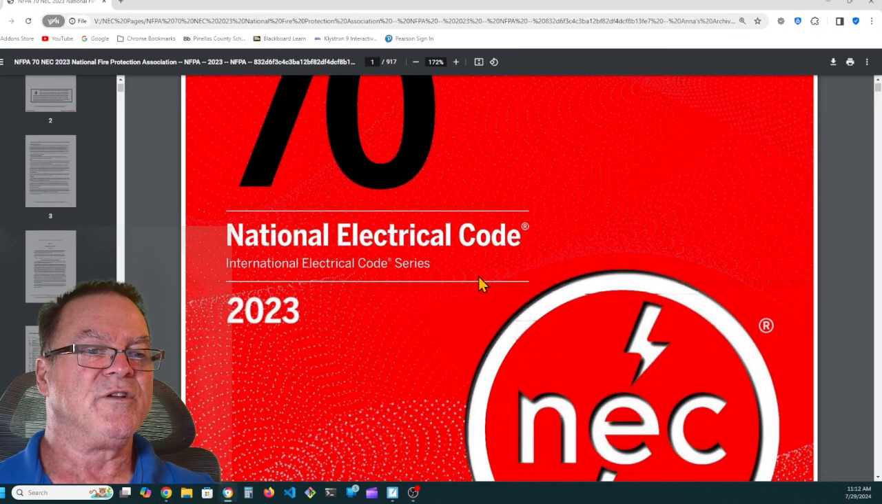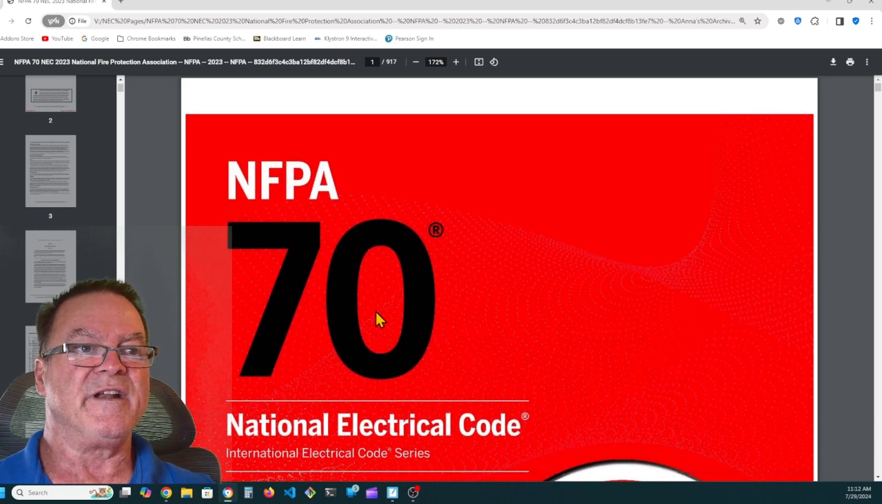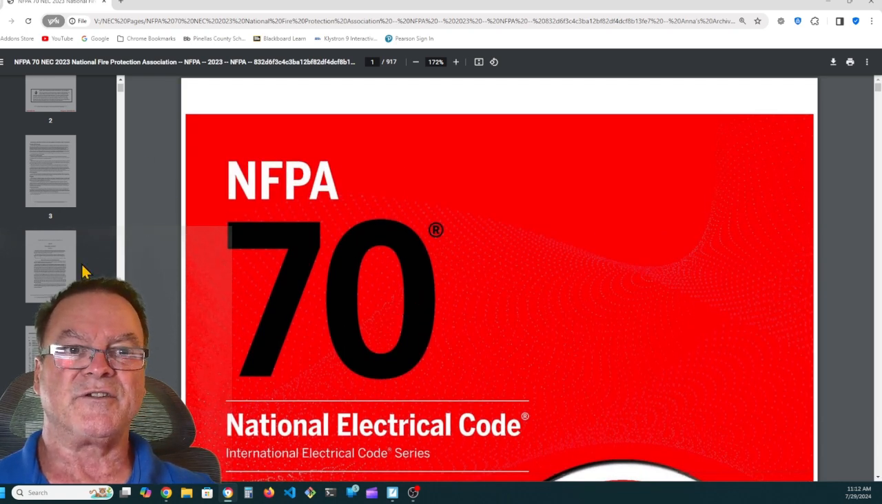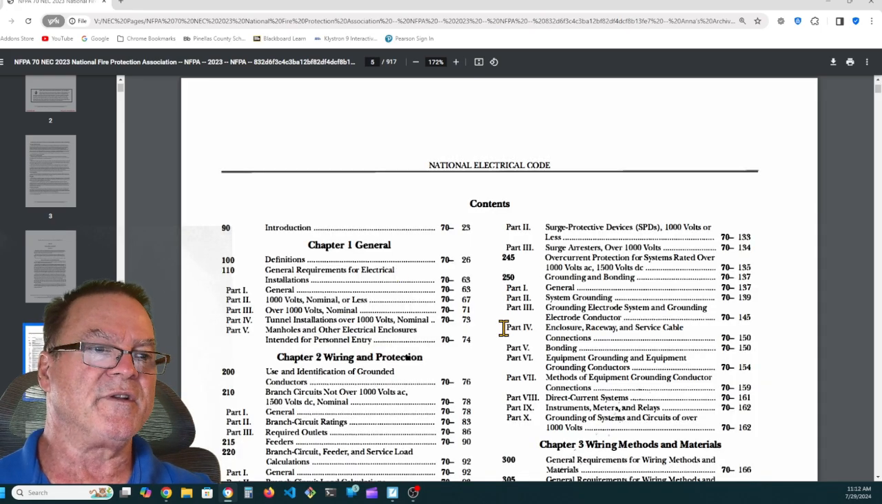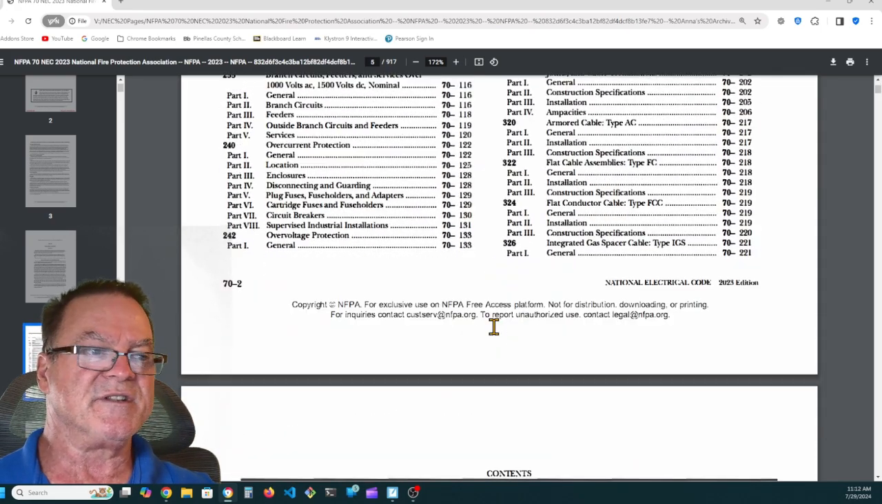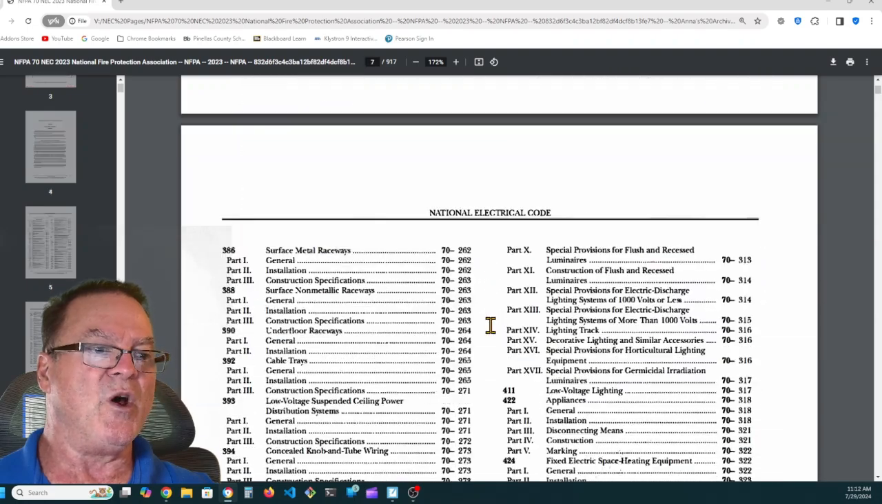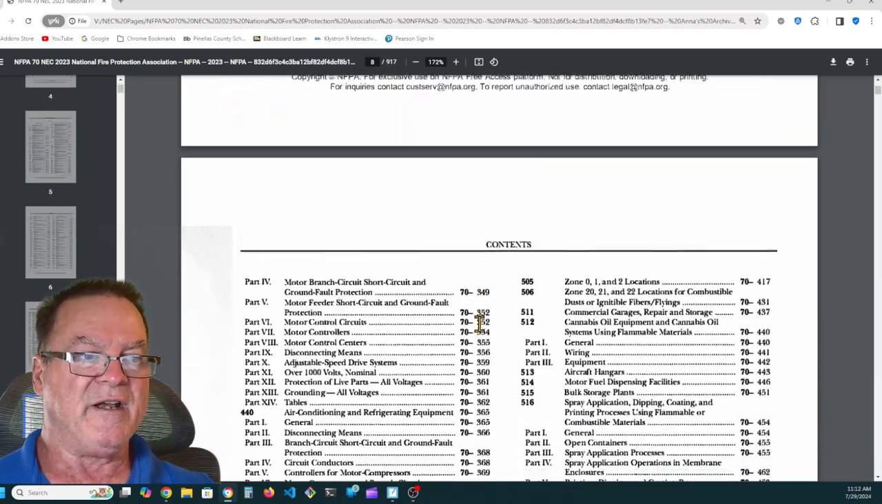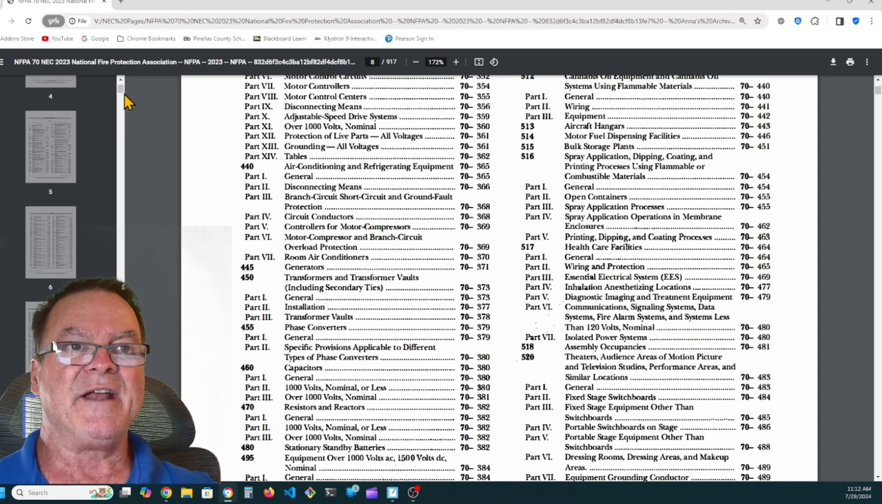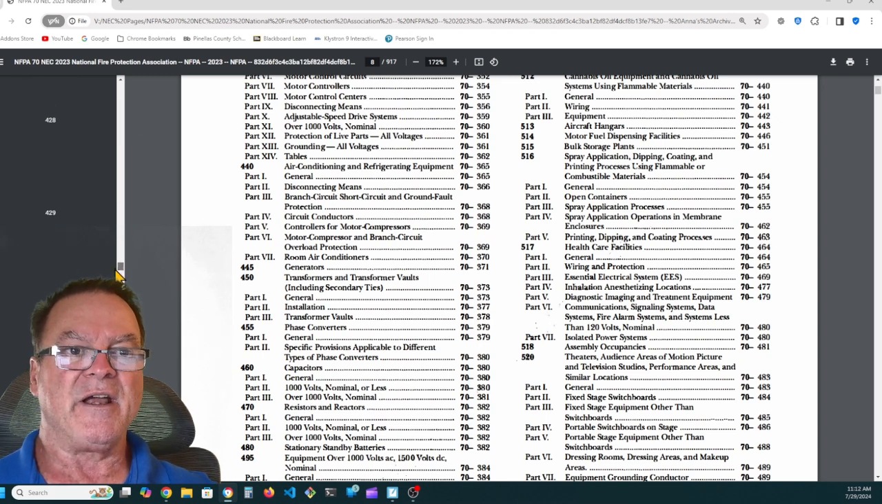Here's our 2023 version of the NFPA 70, the National Electrical Code. We always start in the table of contents, but really there's no reason to start there because we know we're going to Chapter 9, at the very end of the book.